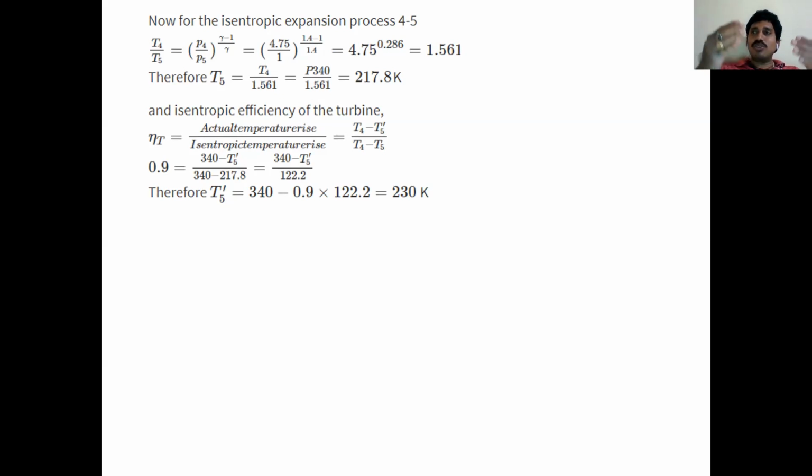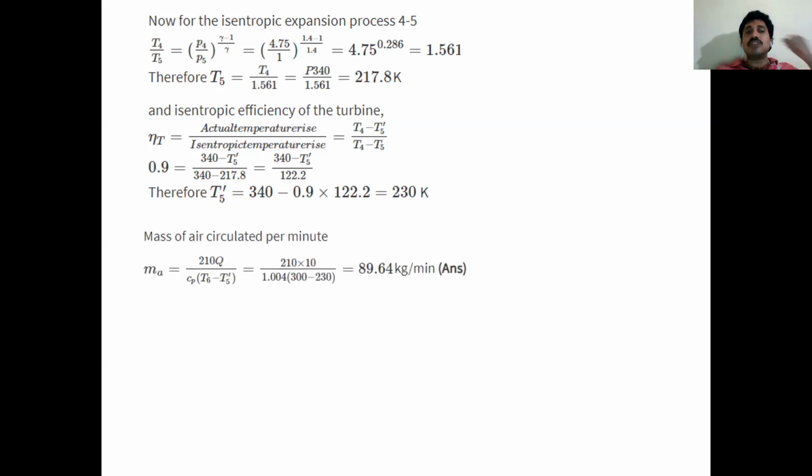Like that, we calculated all unknown values in the problem: T3 from the isentropic process, T3 dash from compression efficiency, T5 from the isentropic process, T5 dash from turbine efficiency. Like that, we calculated the unknown values of temperatures. Then we'll enter into the solution or objectives. The first objective is the mass of air circulated per minute. In the last problem also we did the same thing. The same equation we can write here, but you have to check the temperature values. In the previous problem, I mentioned theoretical temperatures, but now we have to keep actual values.